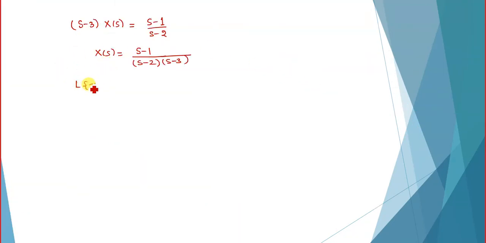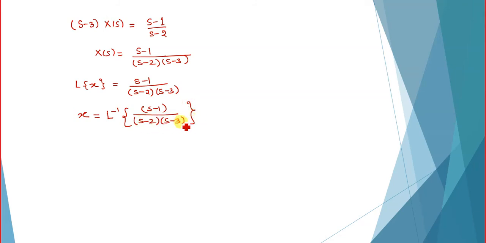So what we will get? If the Laplace transform of x is (s minus 1) over (s minus 2)(s minus 3), how do we get x? By taking the inverse Laplace transform of both sides. Now, as here it is a product of two terms, how do we find the inverse Laplace transform?